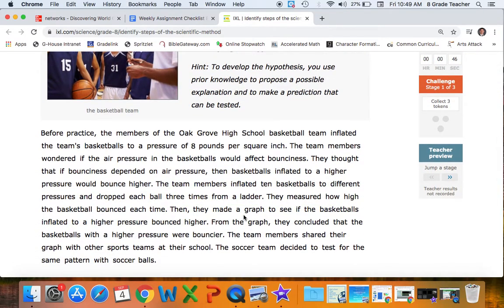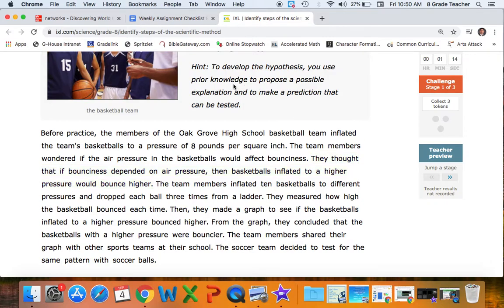My example might not be the exact same one that you get, but you'll see how this works. Before practice, the members of the Oak Grove High School basketball team inflated the team's basketballs to a pressure of 8 pounds per square inch. The team members wondered if the air pressure in the basketball would affect bounciness. Wondered sounds like they're asking a question, the beginning part of our scientific method. They thought that if bounciness depended on air pressure, then basketballs inflated to a higher pressure would bounce higher.